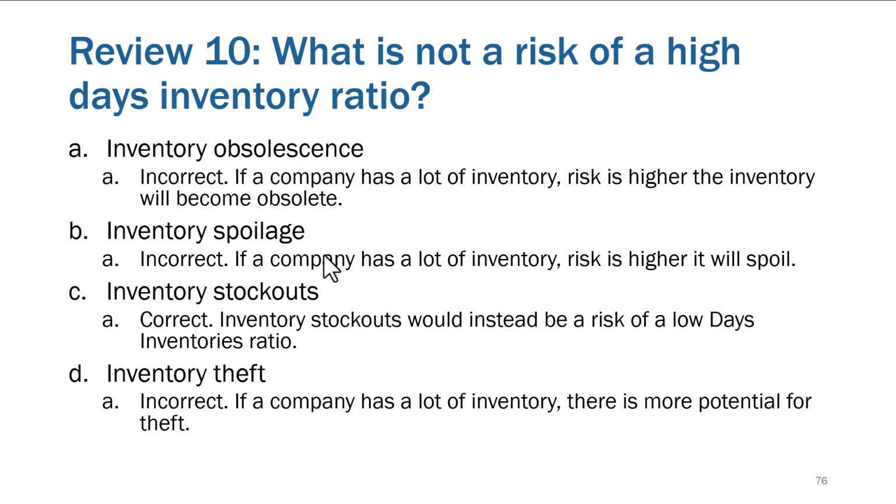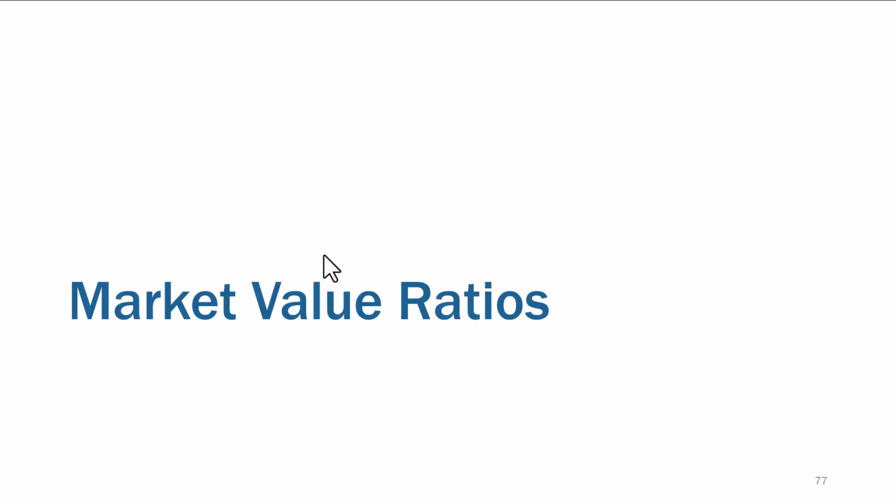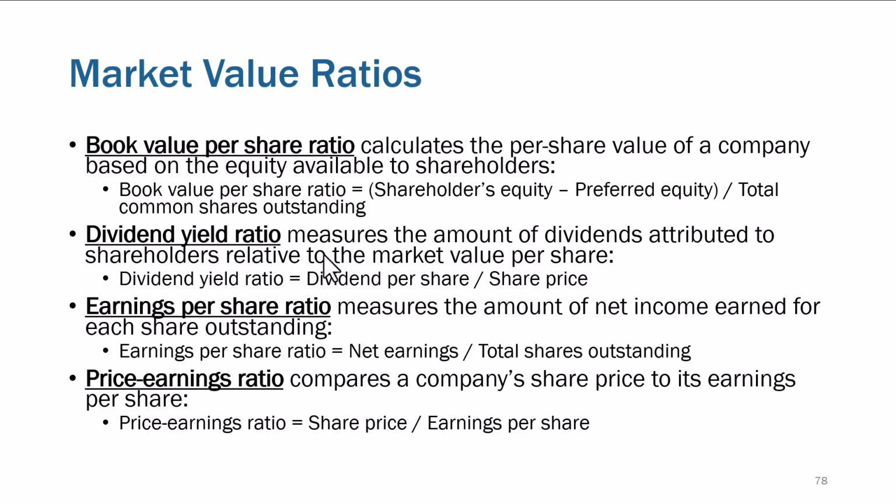We're up now to our final section. We're at the market value ratios section. Variety of ones that can be used here. The book value per share ratio calculates the per share value of a company.